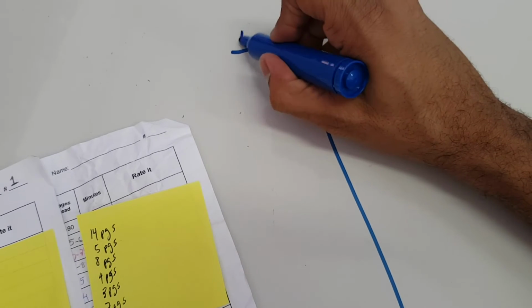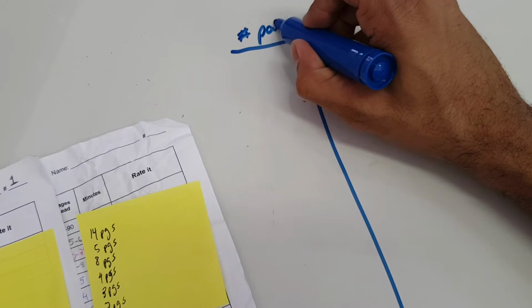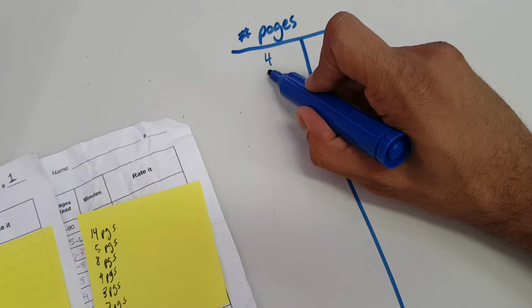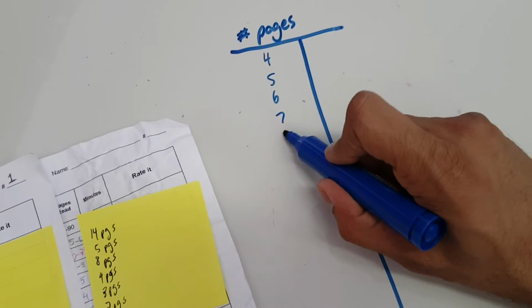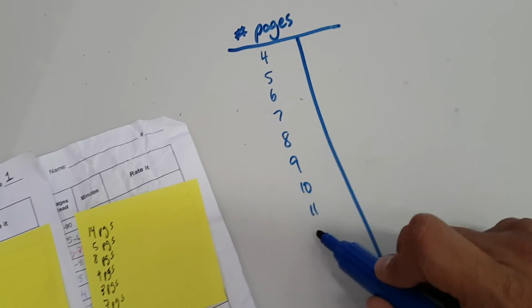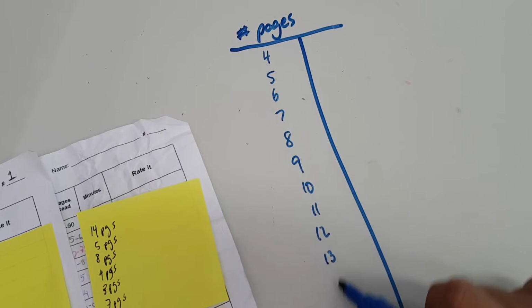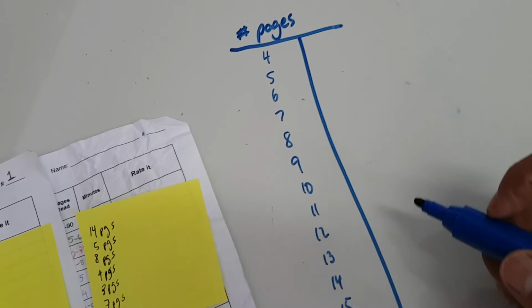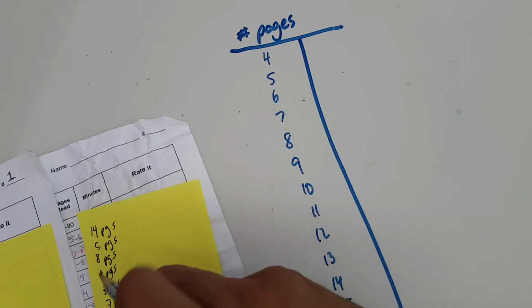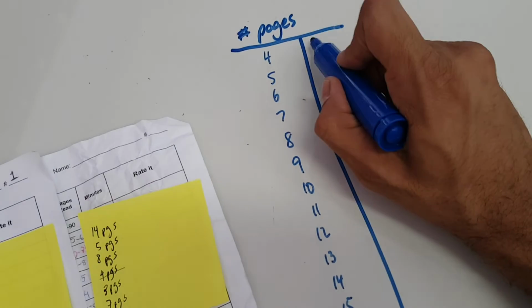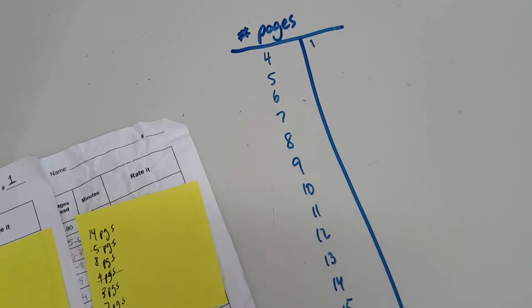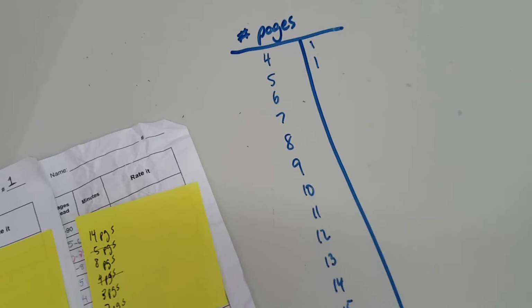Okay, so here I can call this side number of pages. And here I can see how many times people read that. So let's see, how many times have they read 4 pages? Right here, so I can put 1 tally mark there. How many times have they read 5 pages? 1 time, just 1 time. How many times have they read 6 pages? No one's ever read 6 pages.